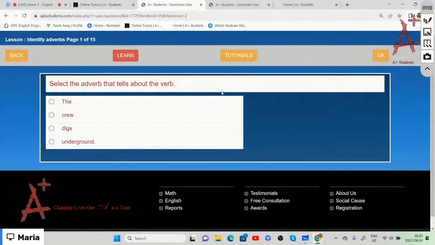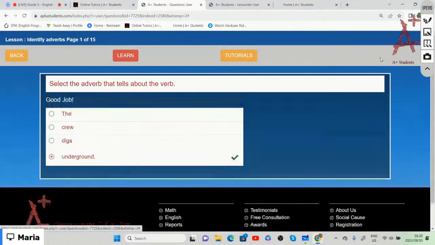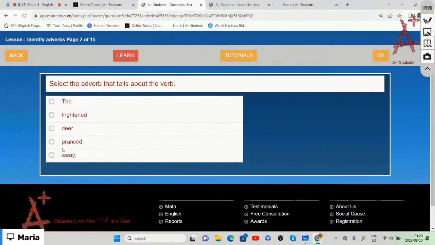So what is the verb? If we first identify the verb within that sentence, which is digs, then we need to find the word that tells us about the digging. So basically, where do they dig? If we say where do they dig, then we can say underground. So underground tells us where the crew digs.